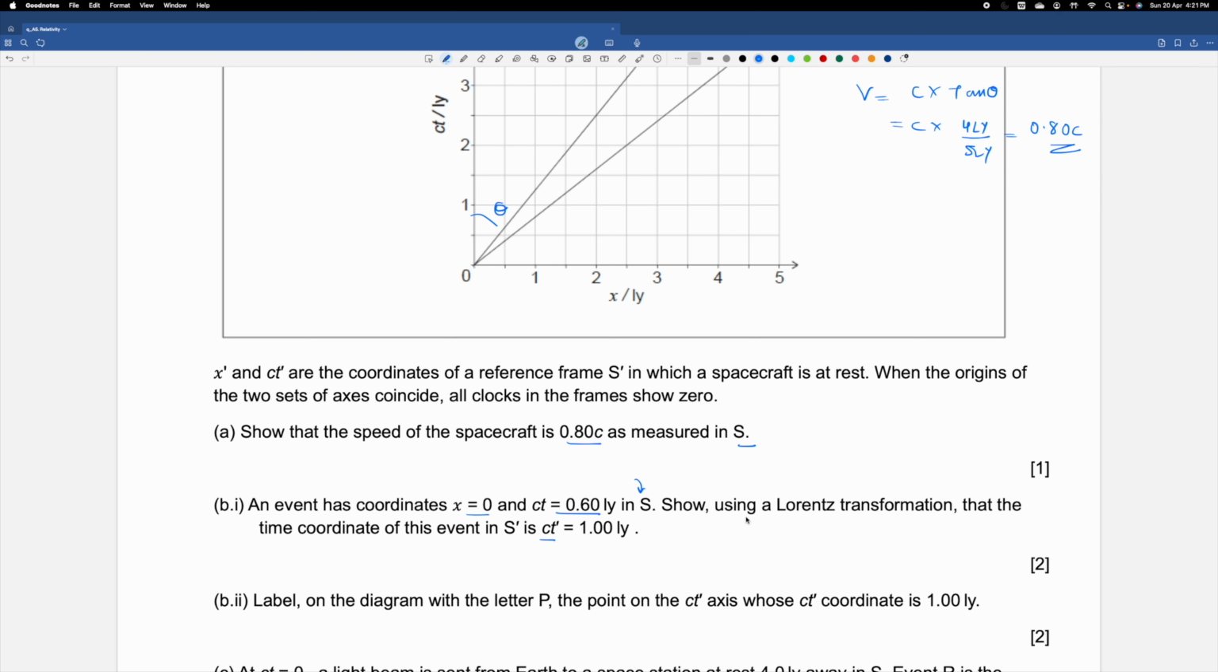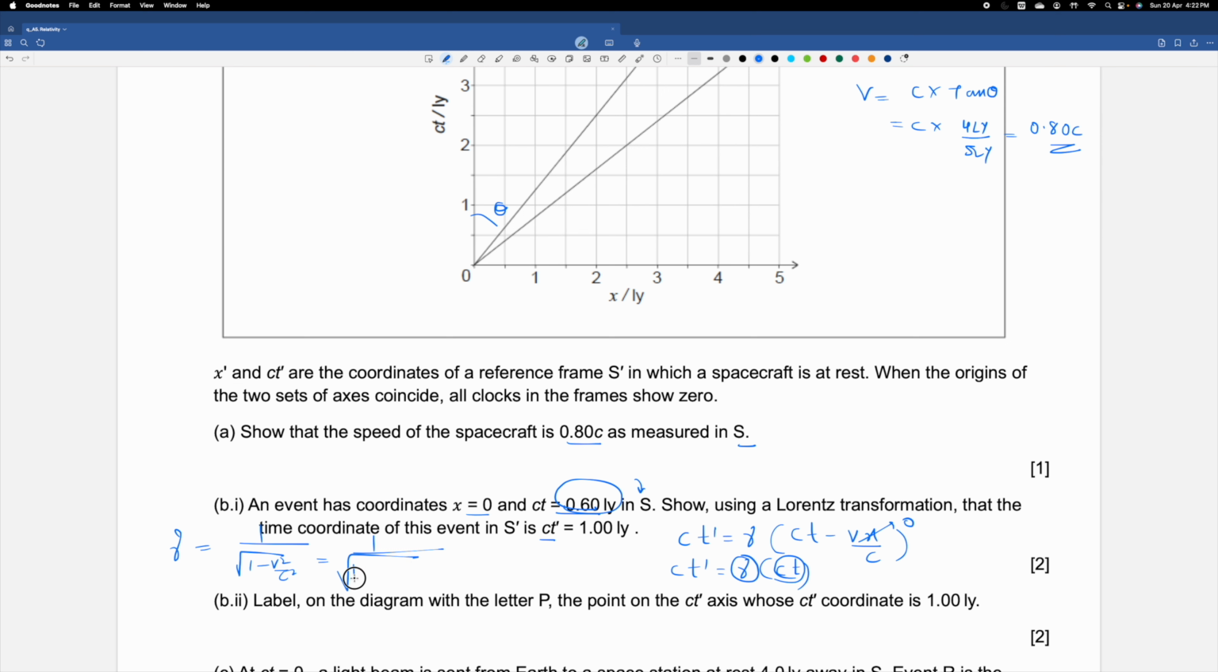Now I'm going to use this Lorentz transformation, which is given as ct prime is equal to gamma times ct minus vx over c. The value of x is 0. That makes ct prime equal to gamma times ct. The value of ct is given as 0.60 light year, but what's the value of gamma? We'll calculate the value of gamma separately. The formula for gamma is 1 over the square root of 1 minus v squared over c squared.